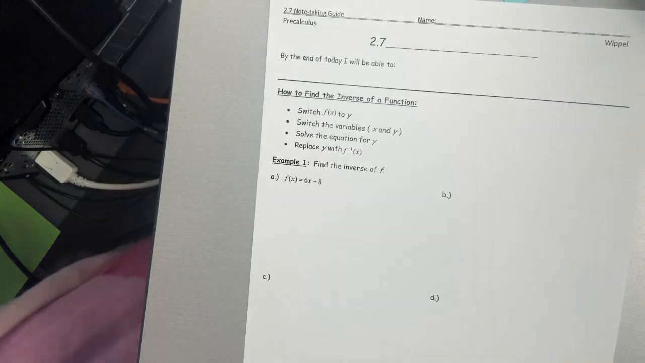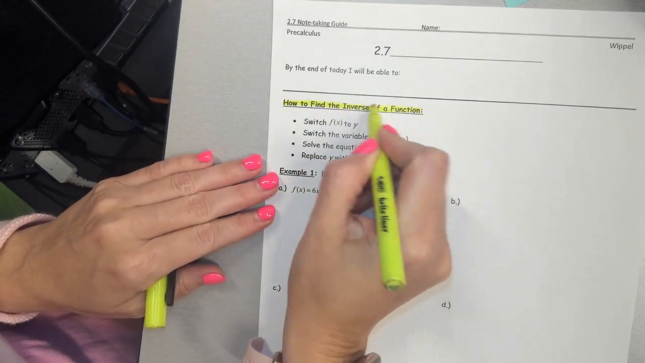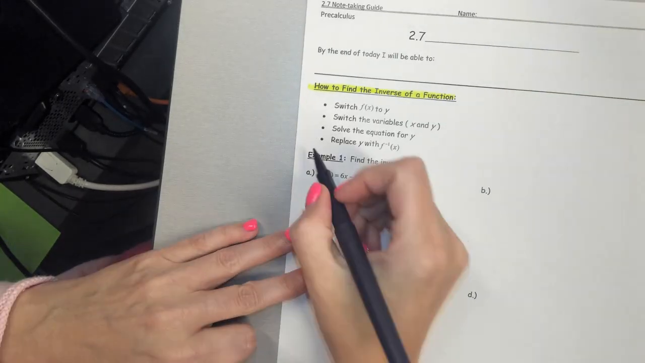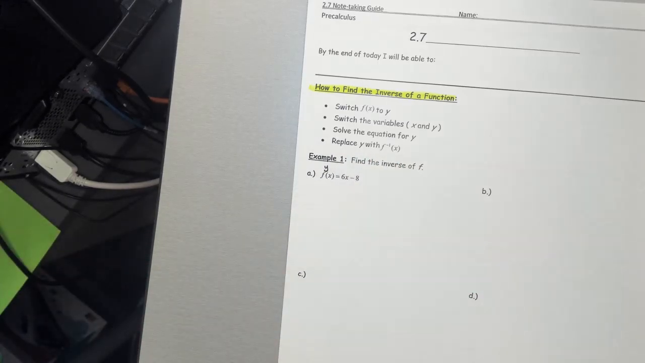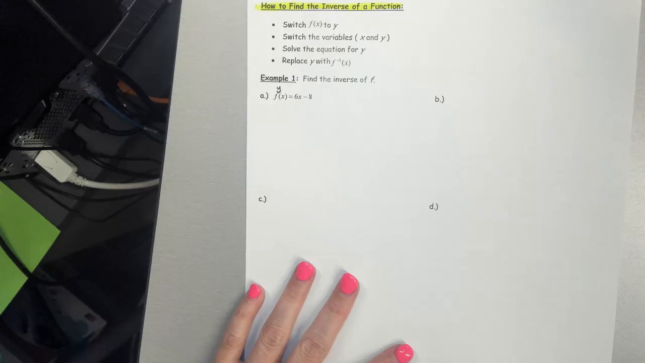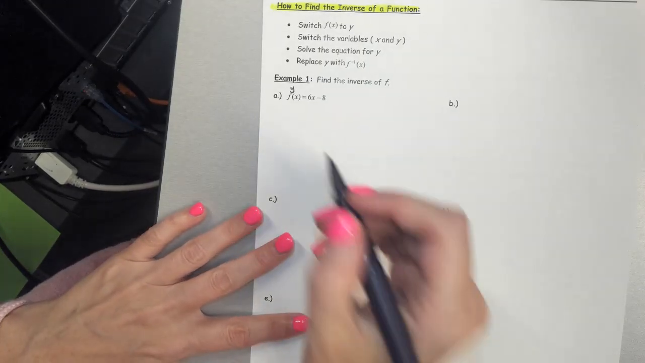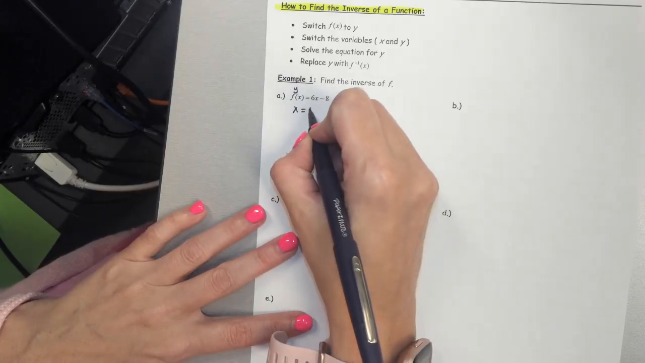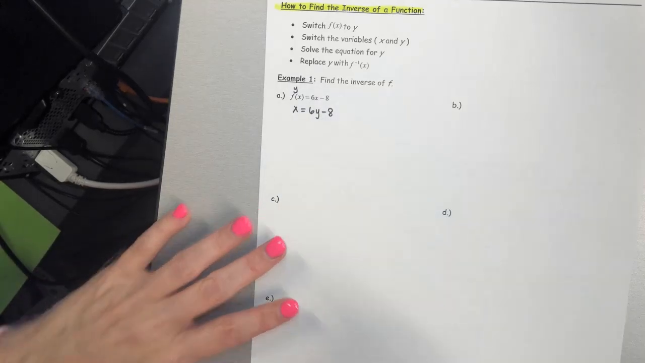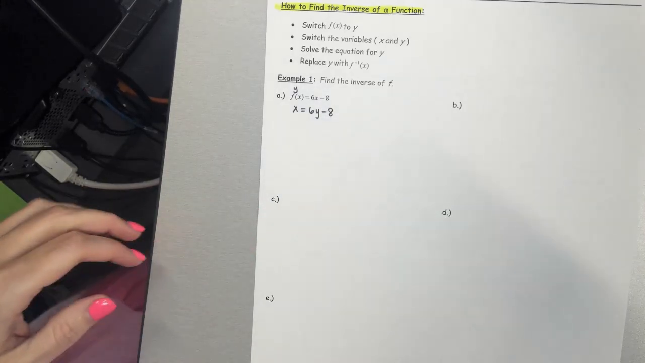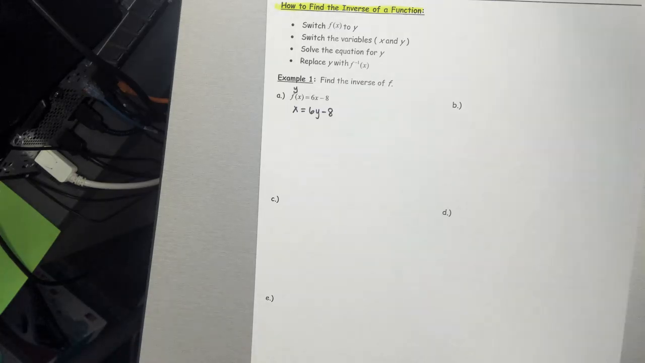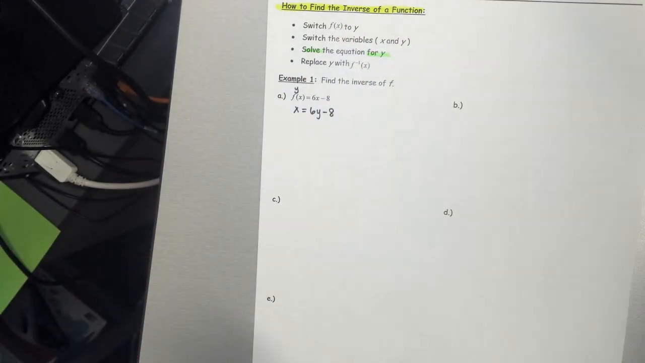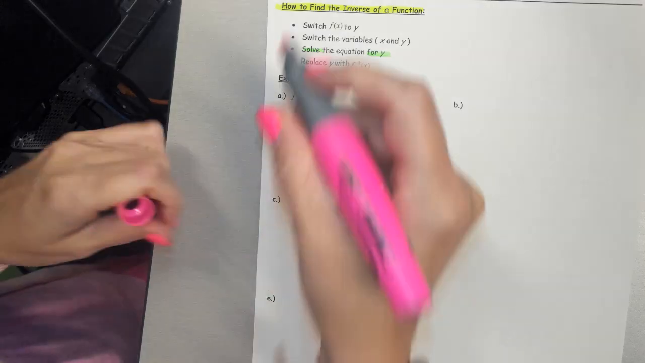So it says switch f of x to y. You're not going to have to write that step down, but f of x equals is the same thing as y equals. Okay, and then you are going to switch the variables. So when you switch the variables, instead of y equals, you're going to have x equals. Instead of 6x, you'll have 6y. And then after you switch, you are going to solve the equation for y. So we switch, and then we solve.